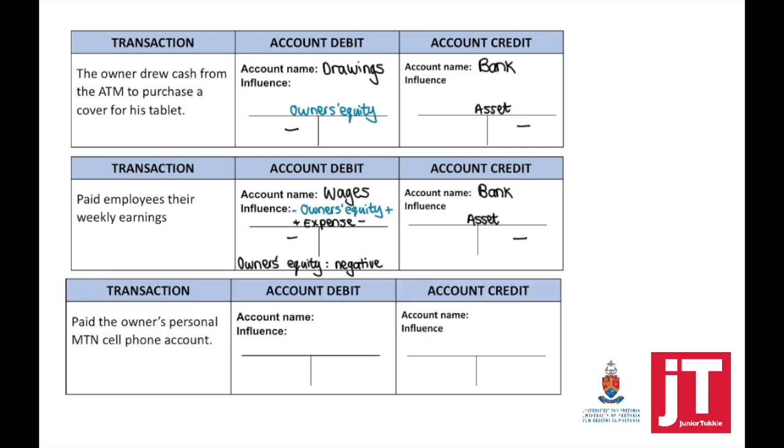Paid the owner's personal cell phone account. Again, it talks about the owner's personal cell phone account. Anything taken for personal use is shown as drawings. So drawings is going to be debited, account credited, bank. Why? Because money goes out of our bank account. It means bank is always credited. Drawings is regarded as owner's equity, which means our owner's equity will decrease, and bank is classified as an asset. Our assets will decrease as well.